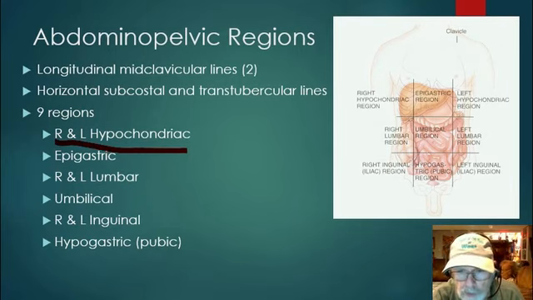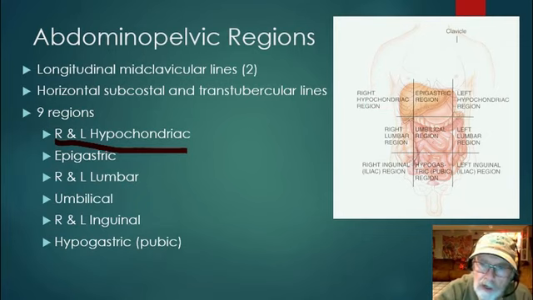Hypo means below. Chondr means cartilage. The ribs, and we're going to find this out later when we talk about the chest and breathing, stop at a certain point and become cartilage as they go towards the sternum, or the breastbone. The lower ribs actually attach to the rib above. They don't attach directly to the sternum, but they attach by cartilage, so they're able to move a little bit.